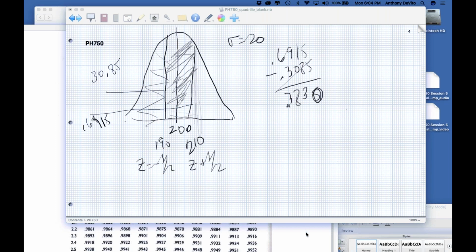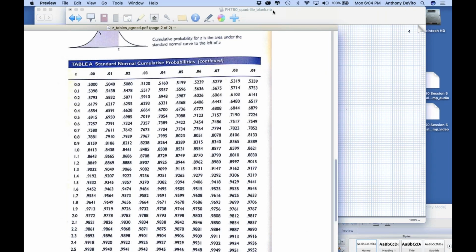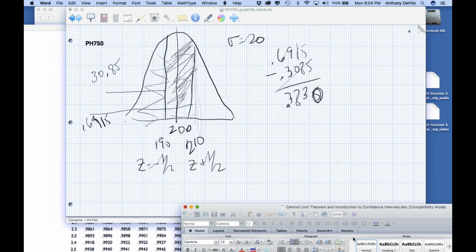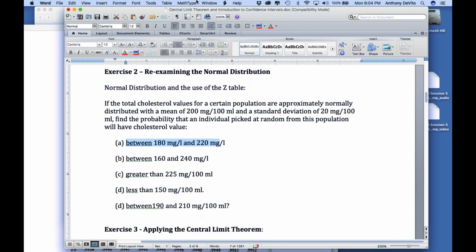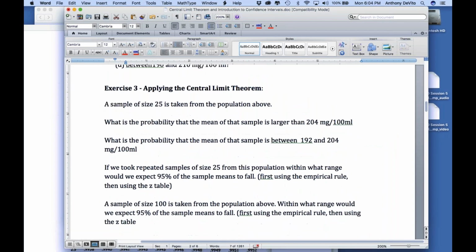Okay, so now we're going to move on a little bit. We're going to take a look at what happens when we start to take some samples. Okay, let me bring this back up here. Now we're going to take that same population that we just spoke about, and take a sample size of 25 from that population. We're going to determine the probability that the mean of that sample is larger than 204.